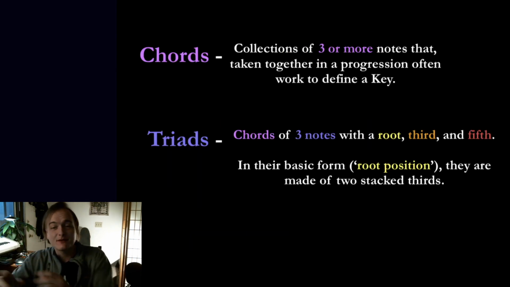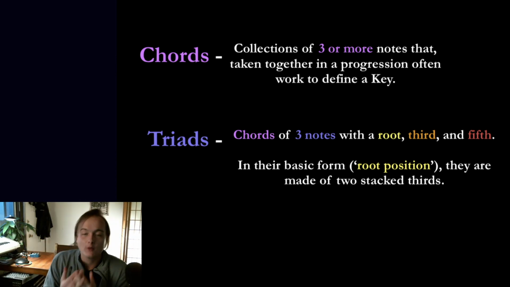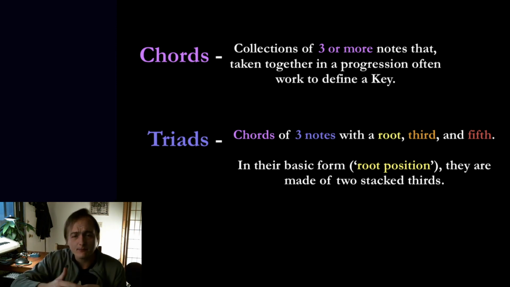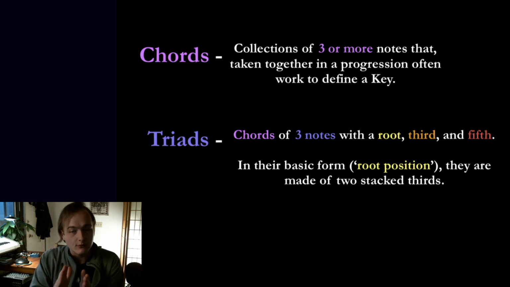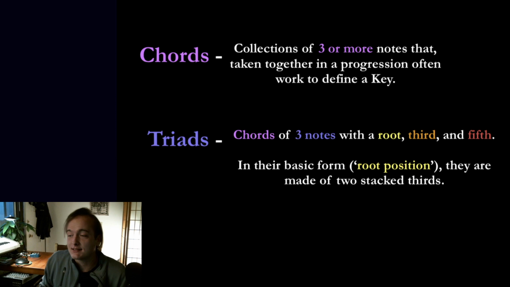Now we can arrive specifically at triads. And triads are a specific type of chord that is exactly 3 notes. So chords, I said, might be 3 notes, might be 4 notes, might be 5 notes, 3 or greater, but triads specifically are 3, just like dyads were our intervals, those were 2 notes. Triads are 3 notes. And triads contain a root, a third, and a fifth.